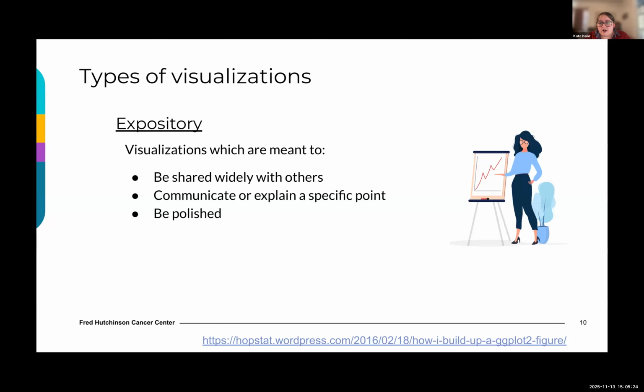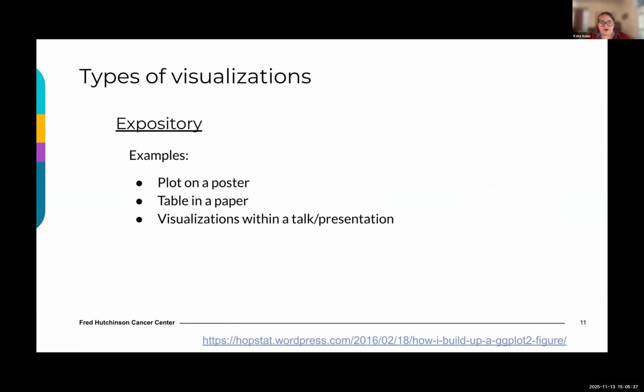And it's often an iterative process because you're trying out something and you're going to see how it looks, and then you're going to improve it. And you might do this several times until you have a solid visualization that you confidently want to share with others. And so examples of expository visualizations are plots on a poster, tables in a paper, and visualizations within a talk or presentation. And yes, tables can still be a type of visualization and are a very strong thing to use sometimes.